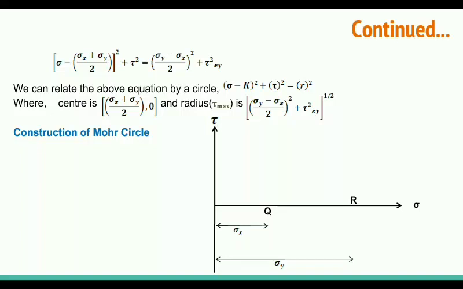Locate the point sigma y, that is the major stress that is given, and sigma x, that is the minor. This is not a principal stress, just a stress. If in the lecture I mentioned principal, that is wrong. So these are two stresses. The major stress we mark in this graph by point R, and the minor stress by point Q.